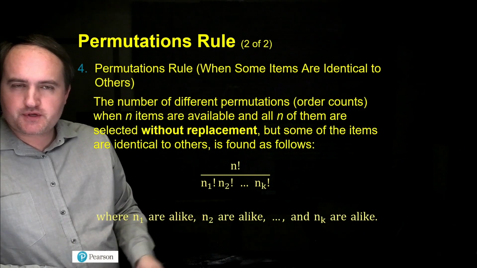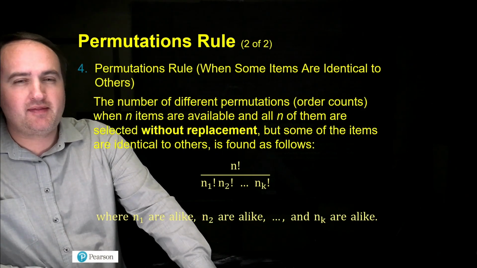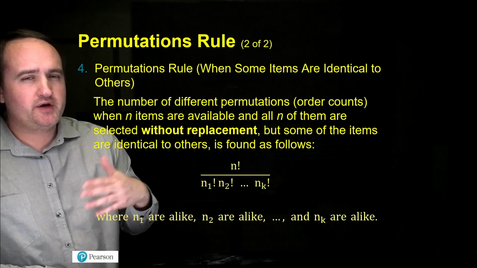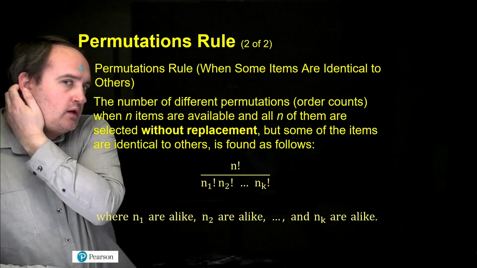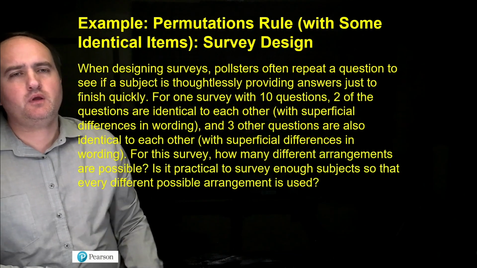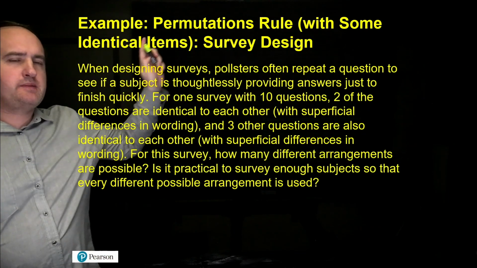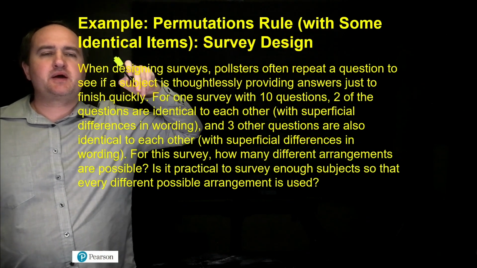The first example is on the slides, and then the other one I wanted to just come up with on the spot because I wanted to do another example like one of your homework problems. Okay, so let's do the example on the slides first. Example, permutations rule with some identical items.